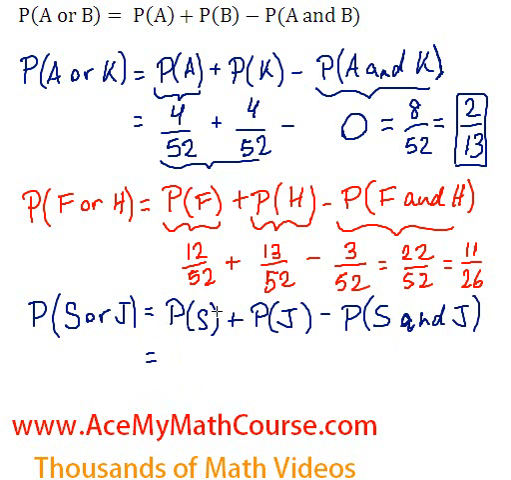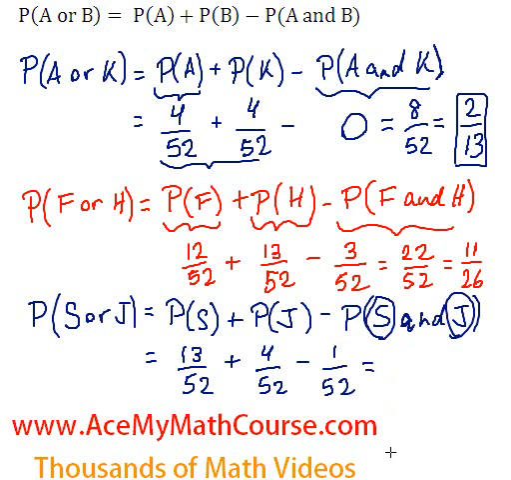So the probability of drawing a spade, there are 13 spades out of 52 cards in total. Probability of drawing a jack, there are 4 jacks. So 4 out of 52 is the probability. And finally, what is the probability of drawing a spade and a jack? Well, there's only 1 jack of spades, from what I know. So this will be it.